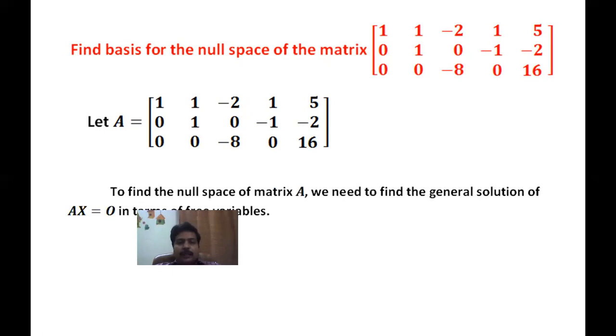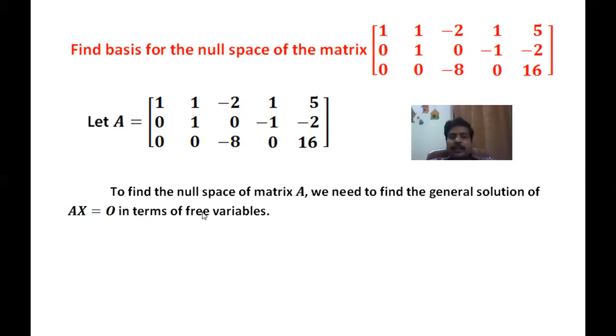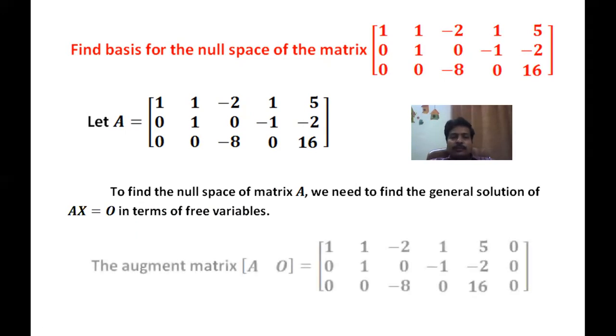To find the null space of A, we need to find a general solution of Ax equal to O, null matrix, in terms of free variables, as we did in our previous problems. For that, let us construct an augmented matrix [A | O], where O is the null matrix. So we are adding 0 entries in the last column. That is our augmented matrix. So this is already in echelon form.